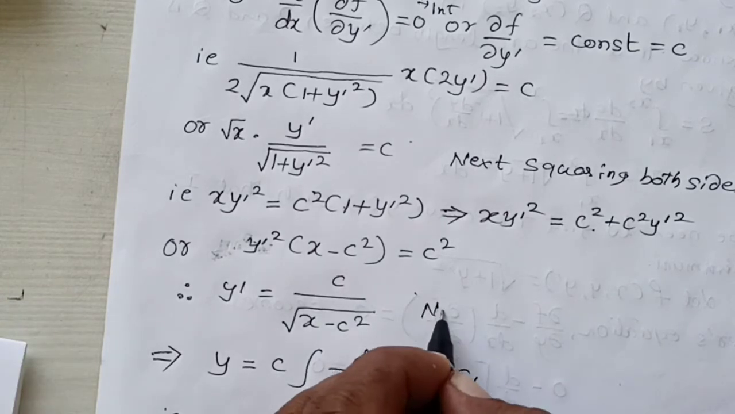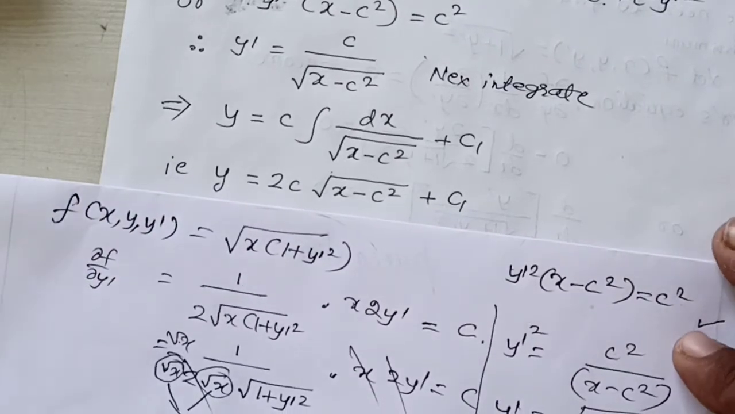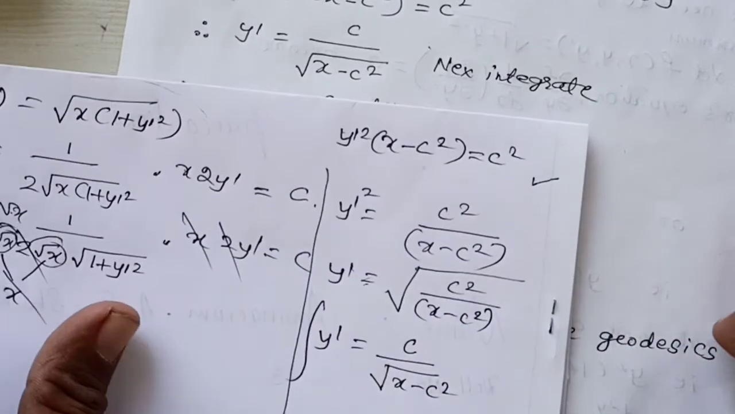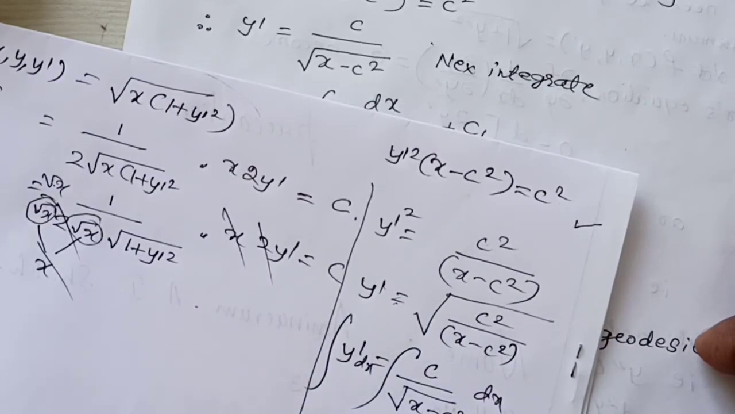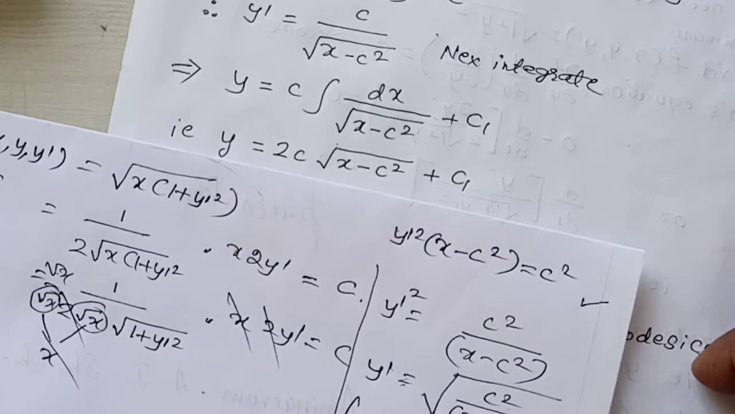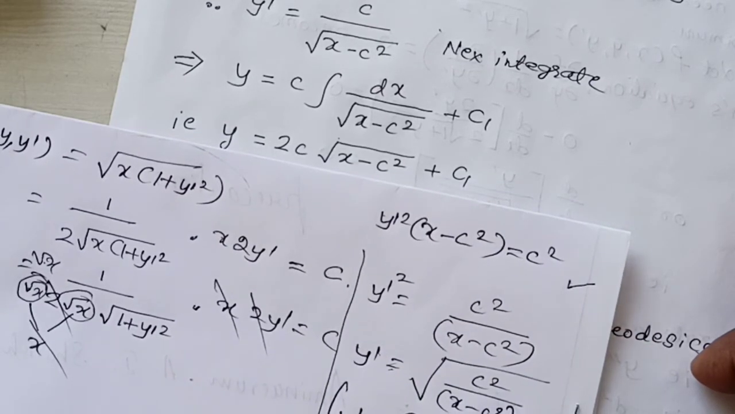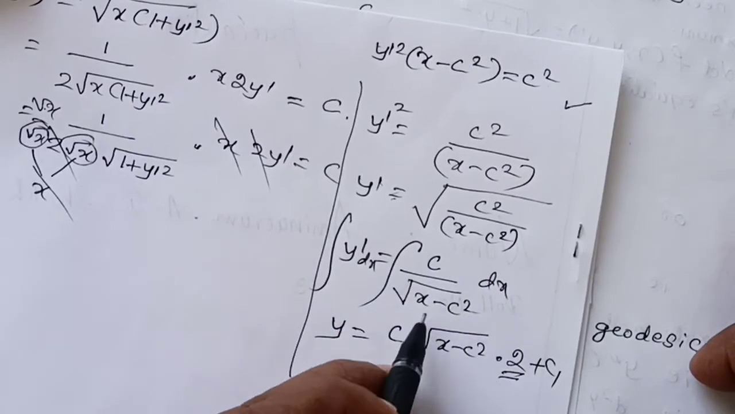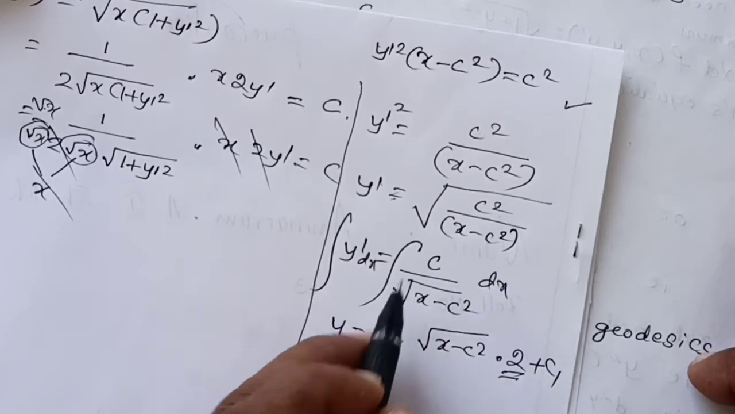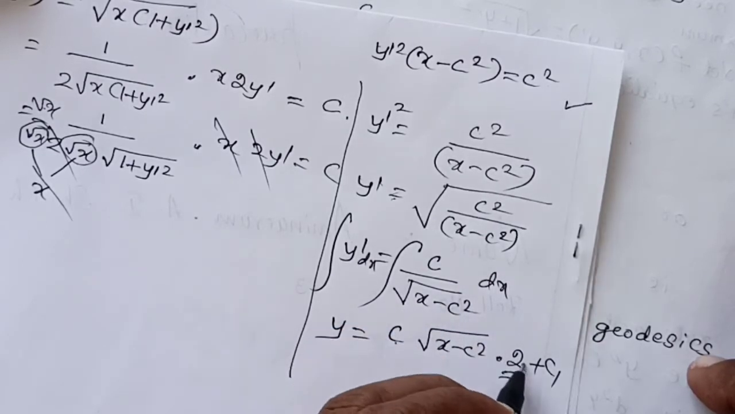Now integrate. Integrating y dash with respect to x gives y. The constant c is taken outside, and the integration of 1 upon root x is 2 root x, that is, the square root of x minus c square into 2, plus c1.